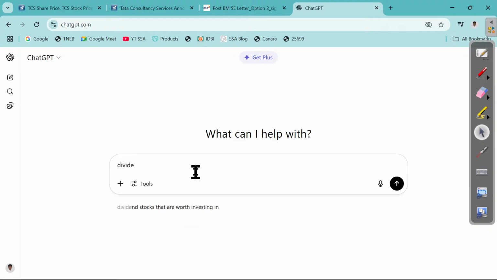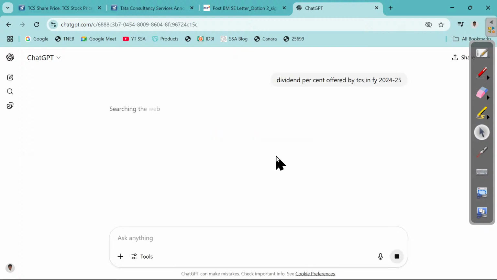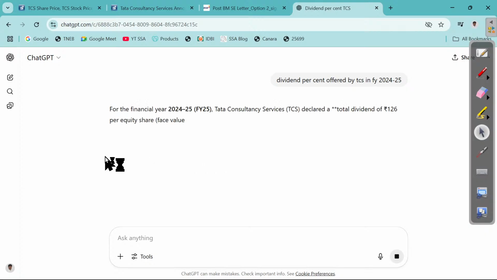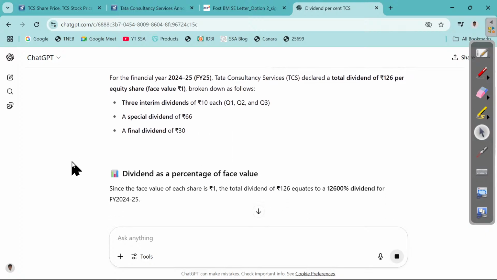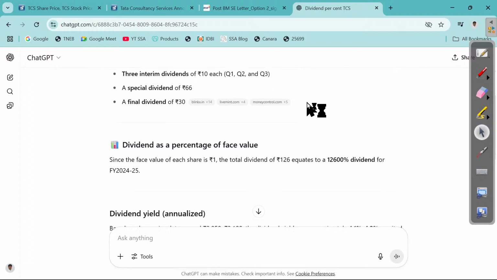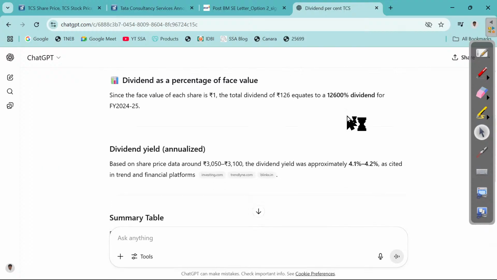Dividend percent offered by TCS in financial year 2024-25. Let's see whether it's answering correctly or not. $126, okay. 12,600%.